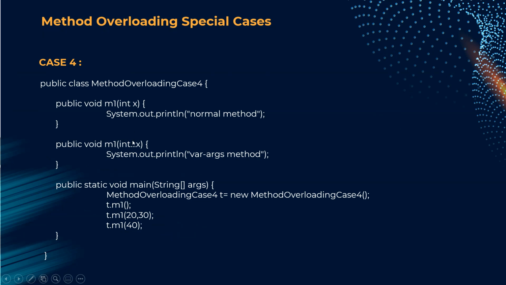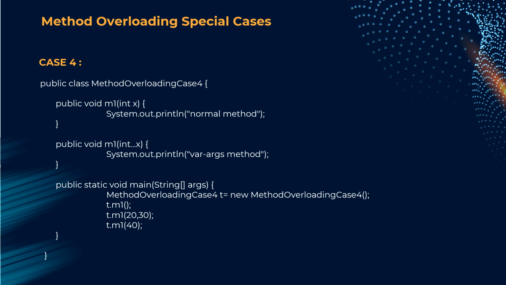Okay, so in this class there are two methods. One is a normal method and the other is a varargs method. If you see, we are first making the call to this m1 method. Can you guess what will be the output? So t dot m1 will give varargs method as the output.